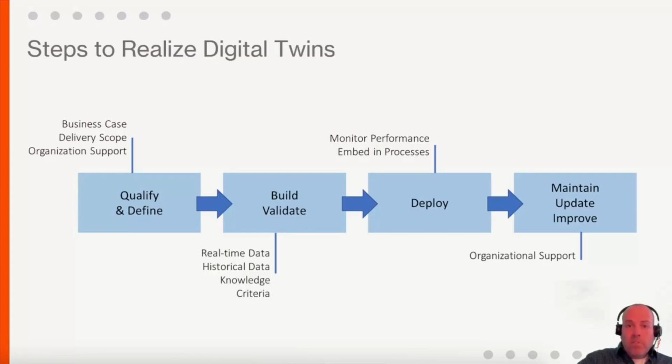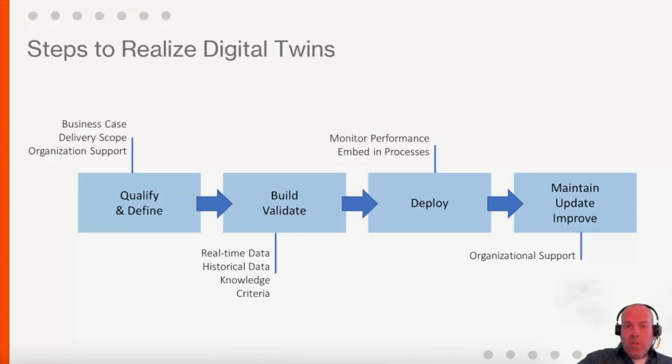The next step is to build and realize the digital twin. And what we saw in the previous slides is that you need access to data streams, access to the data from the physical assets and processes, historical data, and you need knowledge and simulation models and criteria. For example, I want to know where on the PF curve my asset currently is. Validation, of course, is key. Hence, you will need to have historical data.